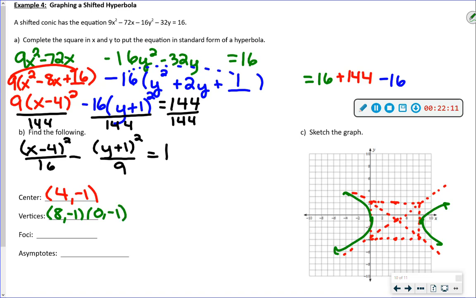Foci, we need our c² equation. Now remember, it's minus in your standard form equation, so plus in the foci. So 16 plus 9. Well, that's kind of nice. So it's 16 plus 9, 25, square root of 25. Nice whole number like that.